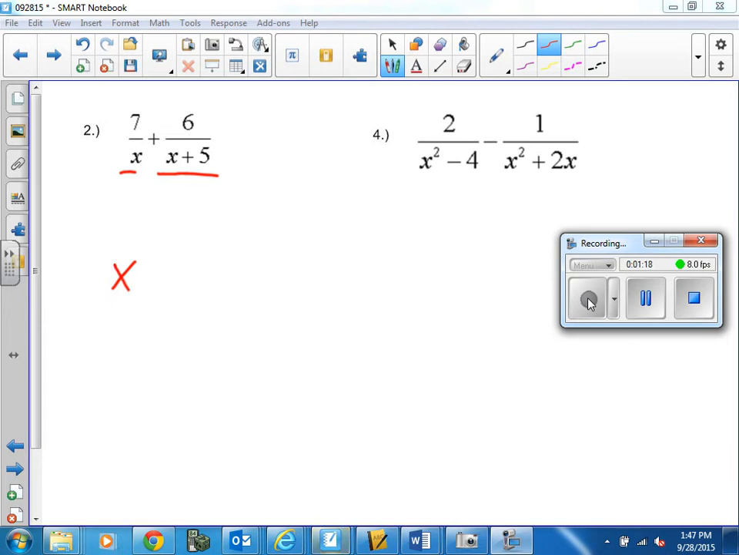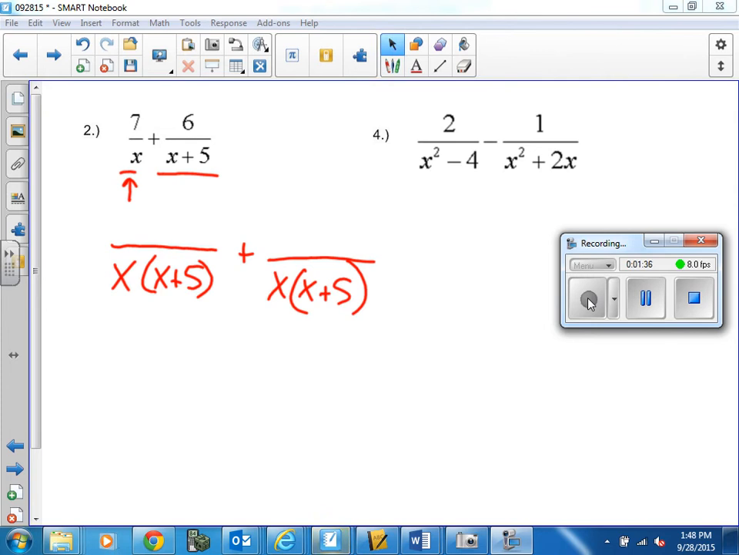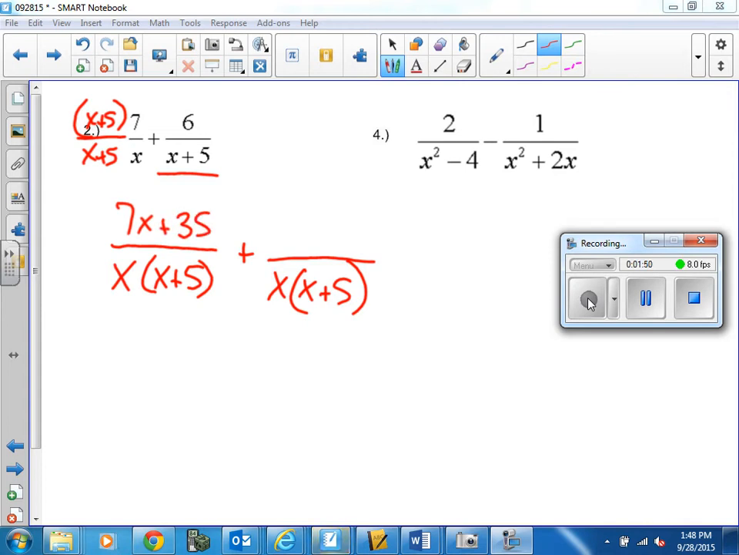So my common denominator will be x times x plus 5 and x times x plus 5. Alright, so now what's the missing factor here? Well, we don't have an x plus 5, so I need to multiply the top and the bottom by x plus 5. So we'll do x plus 5 times x plus 5. Alright, so remember to do your distributing, so that'd be 7x plus 35. And on the bottom, we're just going to write our factors. We don't need to multiply it out. That'll actually make it more difficult to see your factors. So just keep them like that.